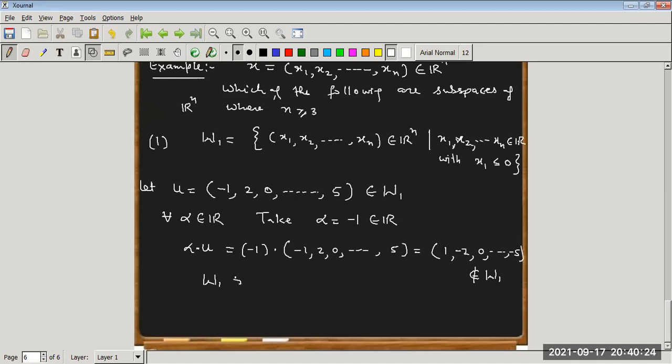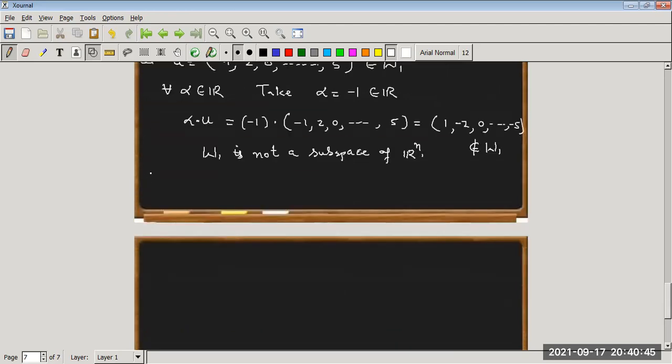So W1 is not a subspace of the vector space Rn. Okay. So now let us take another example.